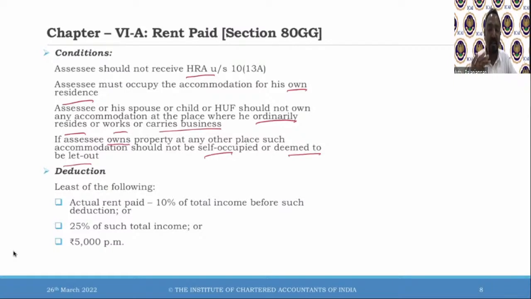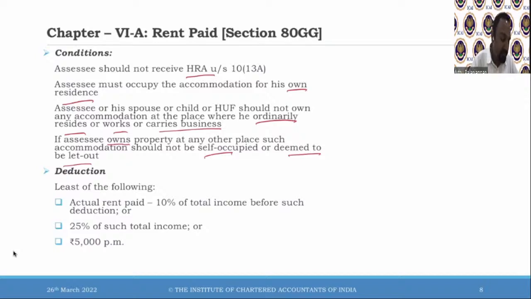Similarly, if you have any other property in another city, don't say that it is also self-occupied. If you're treating that as house property income and disclosing it, then okay. Otherwise, it is not right. So typically what they're saying is, don't have a property in the location you are, or outside your location, which is self-occupied or deemed to be let out. Deemed to be let out is also kind of self-occupied, right? So that is also not allowed. So that is the condition.